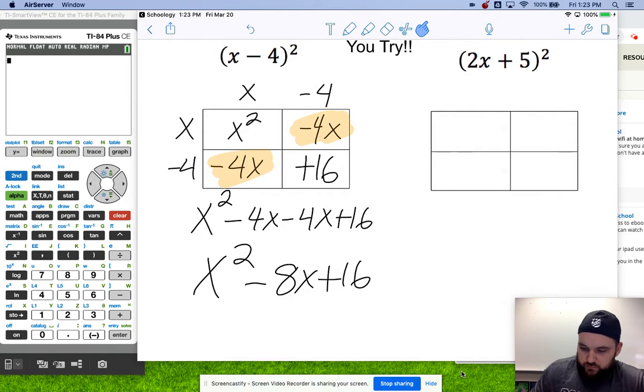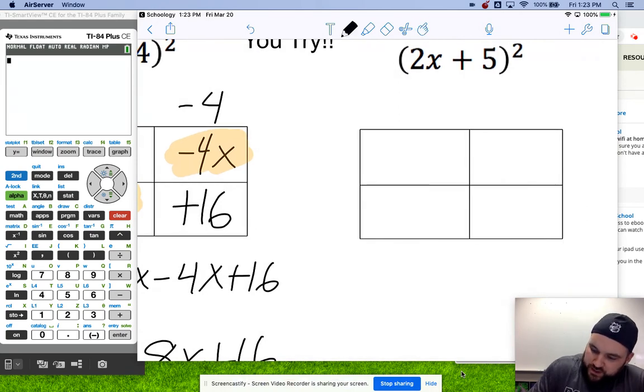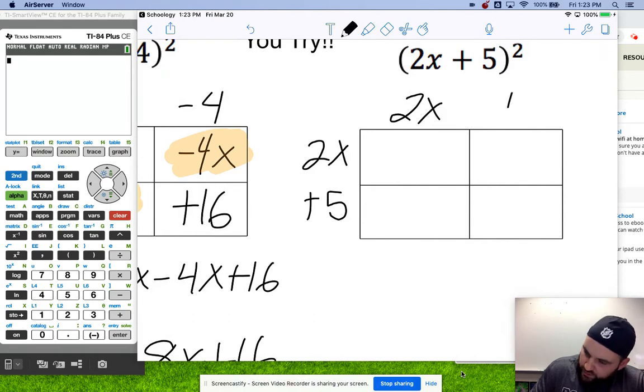So just, as you get more comfortable with this, if you want to jump some steps from what I'm writing down, that's totally fine. Just go slow, be careful, don't make any silly mistakes.